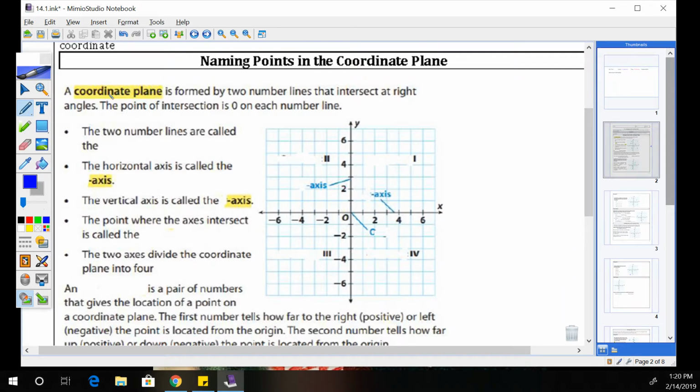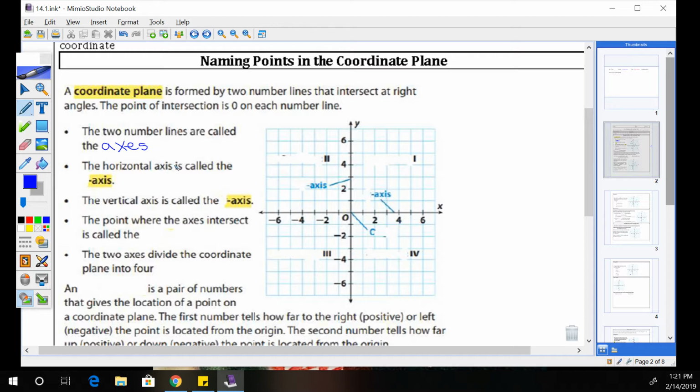The first vocabulary is called a coordinate plane. It's formed by two numbered lines that intersect at a right angle. The point of intersection is 0 on each number line. Okay, first thing I want you guys to write is the two number lines are called the axes, A-X-E-S. So if you look, this is the y-axis and this is the x-axis. Plural is A-X-E-S, okay, for plural axis.